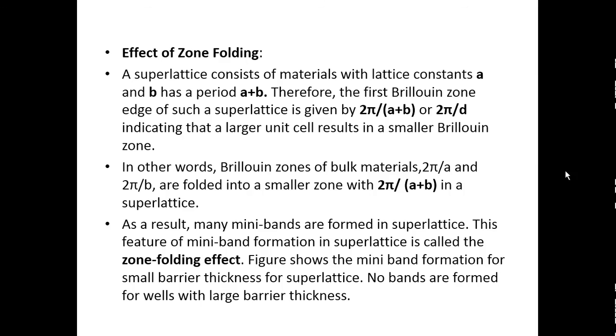So for bulk materials 2 pi by A and 2 pi by B are mentioned, but for a superlattice the smaller zone is represented as 2 pi divided by A plus B. As a result, many mini bands are formed in the superlattice. Due to this superlattice nature, many mini bands and gaps are formed. This feature of mini band formation in a superlattice is called the zone folding effect. Actually, the zone folding effect occurs in the Brillouin zones.